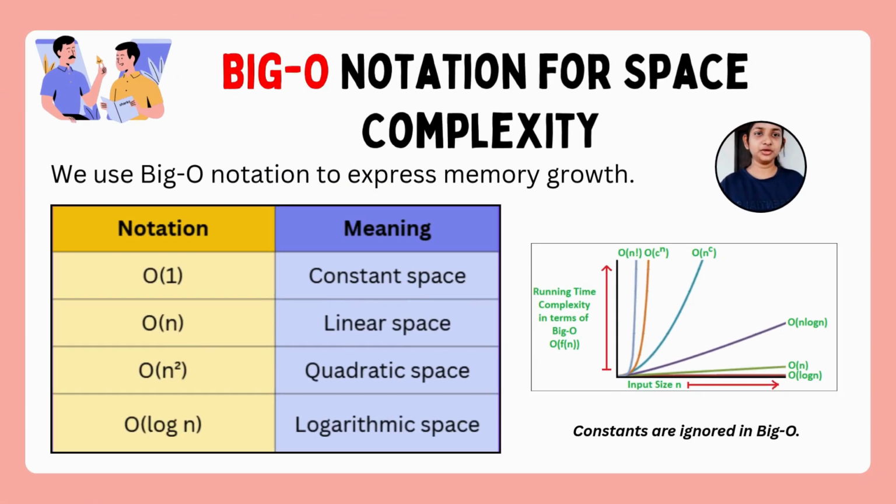Next one is Big O notation for space complexity. We use Big O notation to describe space complexity. O(1) is constant memory. O(n) is memory grows with input. O(n squared) is memory grows very fast. O(log n) grows slowly. We always ignore constants.